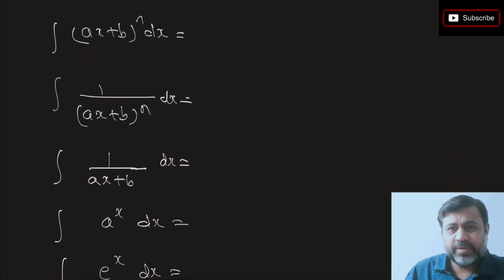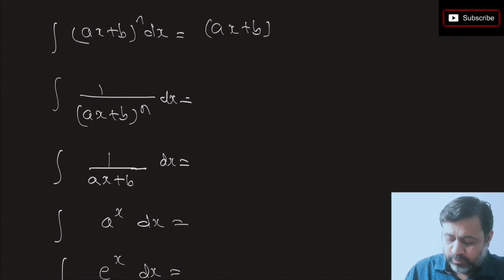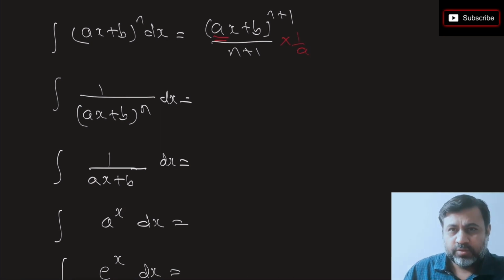Integration of ax plus b power n. Now it is simple, same as x power n, but there is a coefficient of x. So just pay attention to this. So I write ax plus b to the power n plus 1 upon n plus 1. Now since the coefficient of x here is a, I need to multiply by 1 by a. So if there is 5x plus 7, say, integration of 5x plus 7 to the power 8.